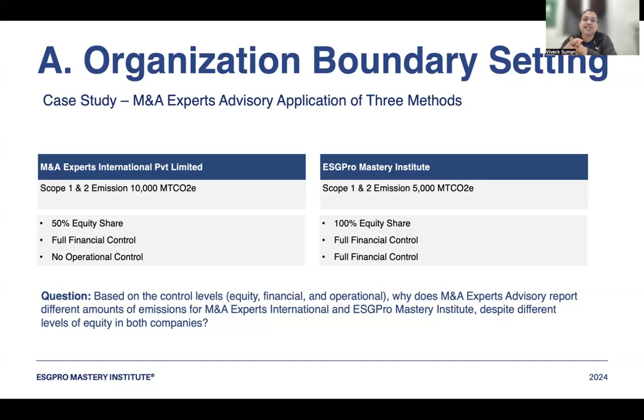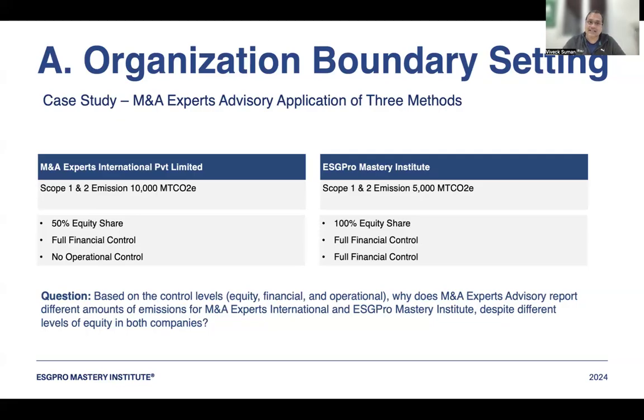Maximum emission happens in M&A Experts because we have three different offices. ESG Pro doesn't have so much emission. You can see the numbers there: 10,000 is happening because we have three offices, so I have to calculate the emissions of all three offices. But ESG Pro Mastery is run mostly by me and a few other team members who join me, so its metric ton output is very small compared to the international operation.